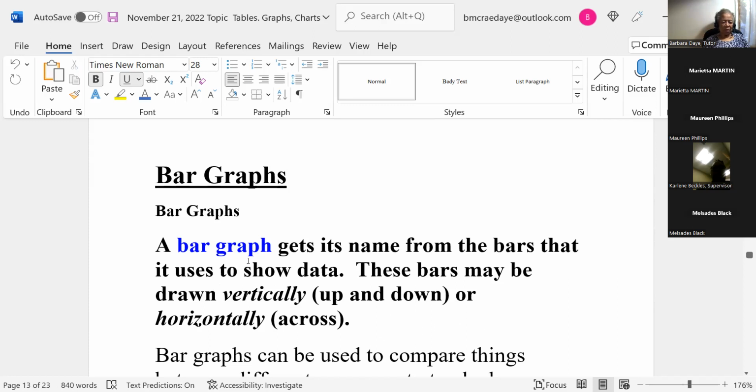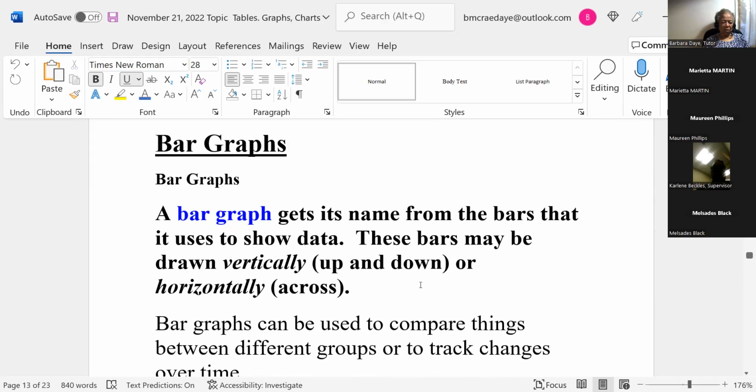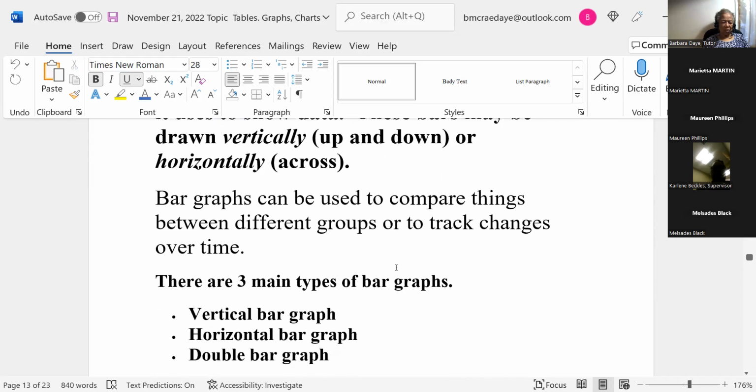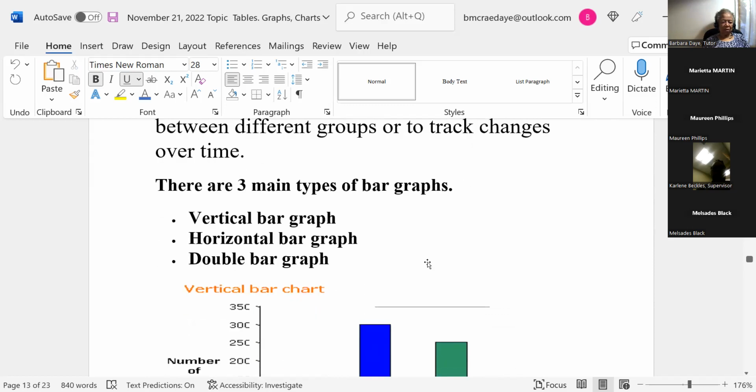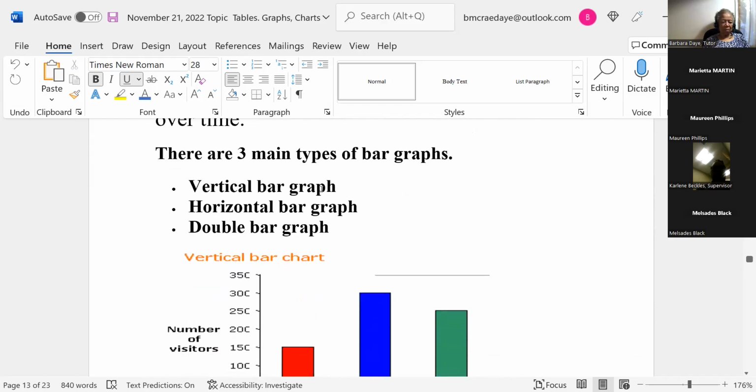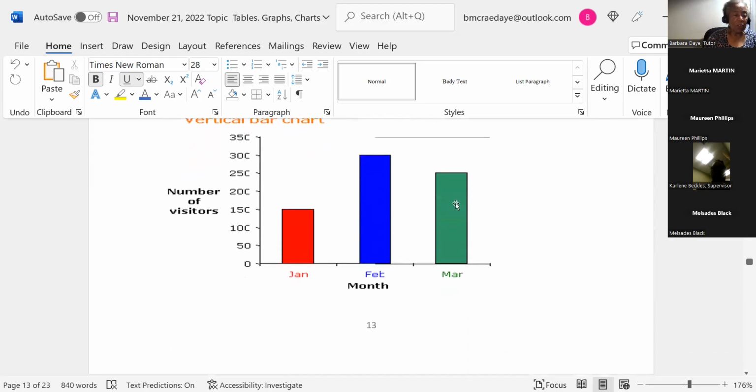Okay. Now let's look at bar graphs. We can show them vertically or horizontally. Something for you to remember, there are three main types of bar graphs. The bars are vertical, or the bars are horizontal, or double bars, where you can have more than one bar on a graph. Okay, here's the vertical.